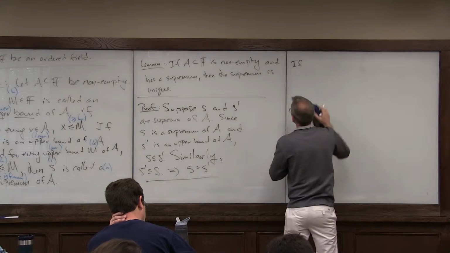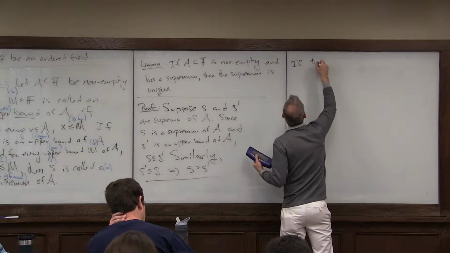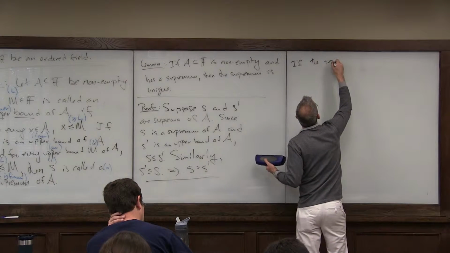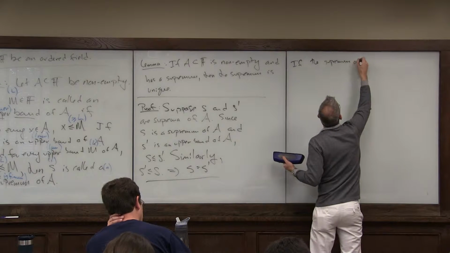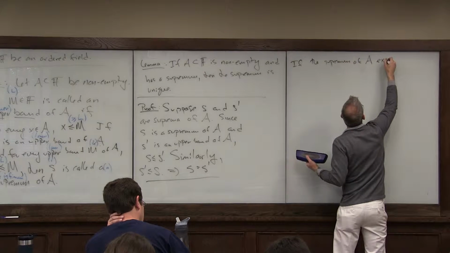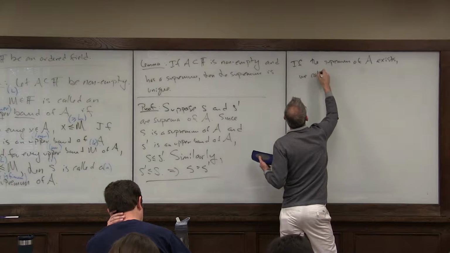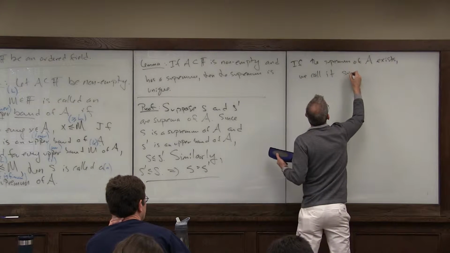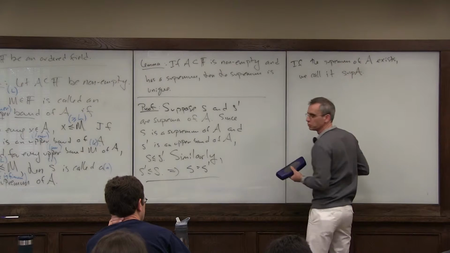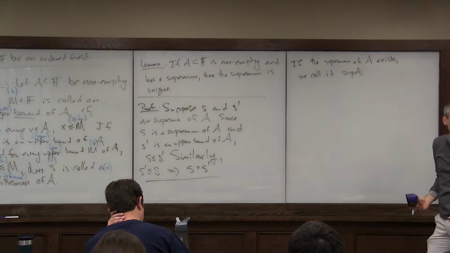Right, so now we can change articles, right? If, because there's only one, supremum of A exists, we call it sup A, okay? And that's a long U, right? As in supremum, which comes from Latin.